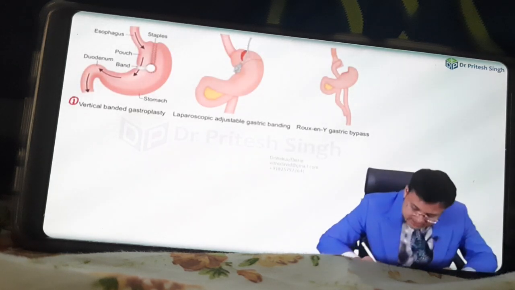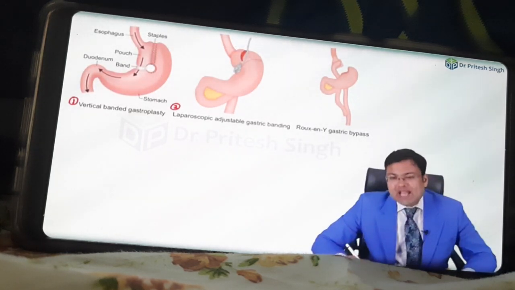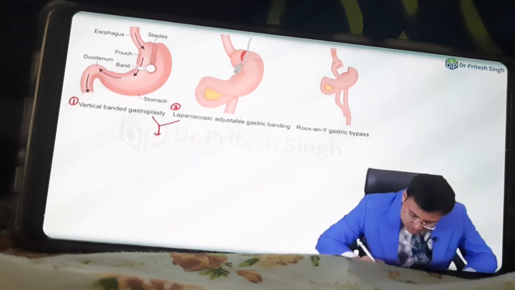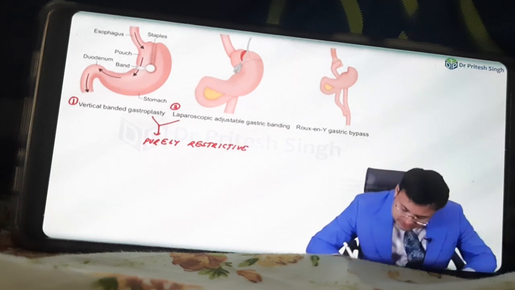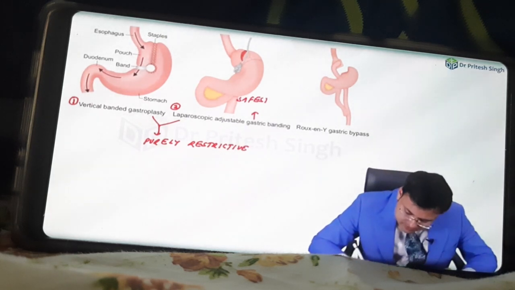Now see the types. Here you can see, first is vertical banded gastroplasty, and second is LAGB, known as laparoscopic adjustable gastric banding. These two are purely restrictive. One question is asked, which one is safest and reversible? This LAGB. It is safest and reversible.